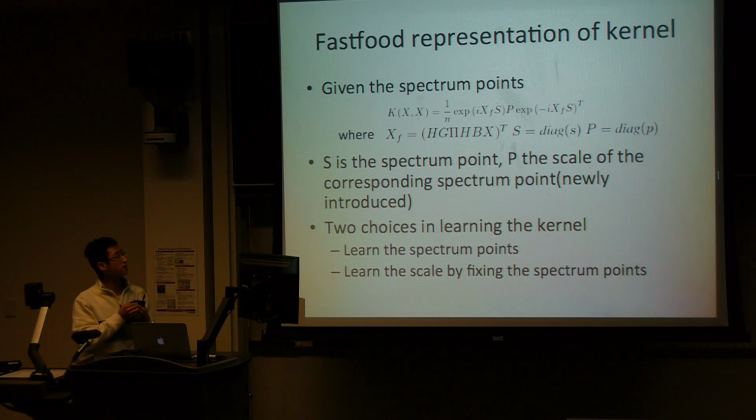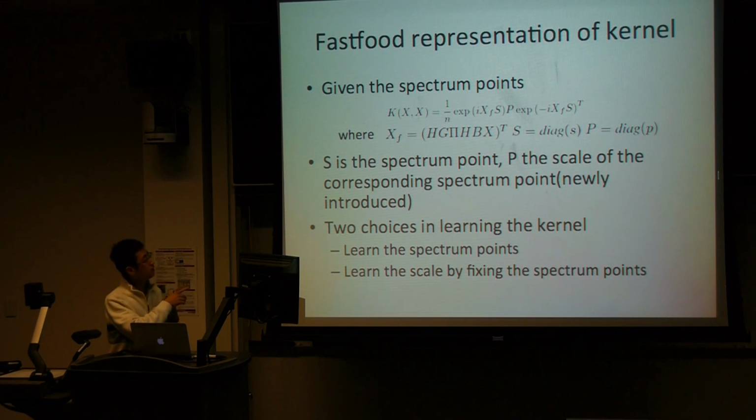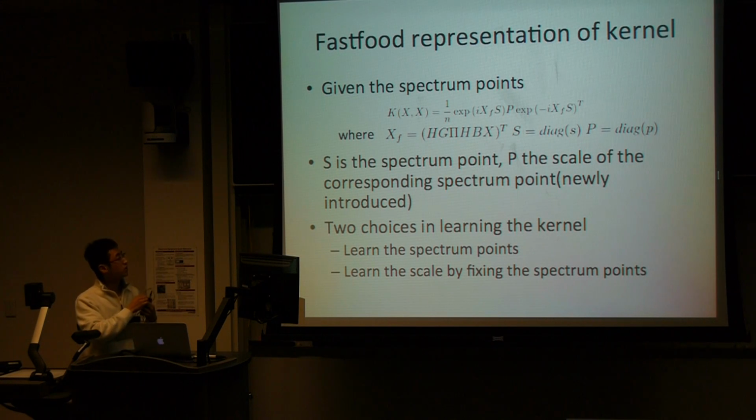Given the spectrum sample points, we can recover the kernel matrix like this. K is the kernel matrix, and the first part is the basis function matrix. Basically, this means that the kernel matrix is the basis function matrix times P times the transpose of the basis function matrix. And here P is a parameter I introduced. So the kernel matrix now is a function of the sample points and the scale of the sample points.